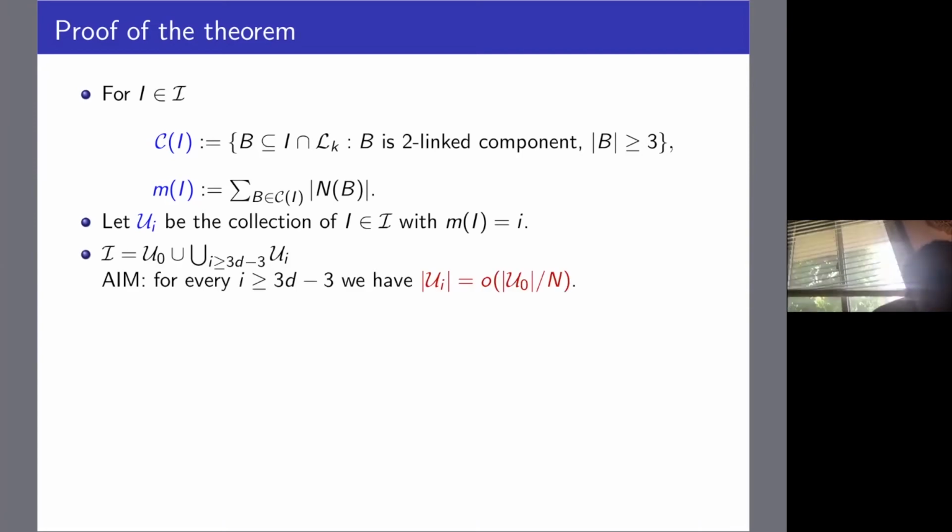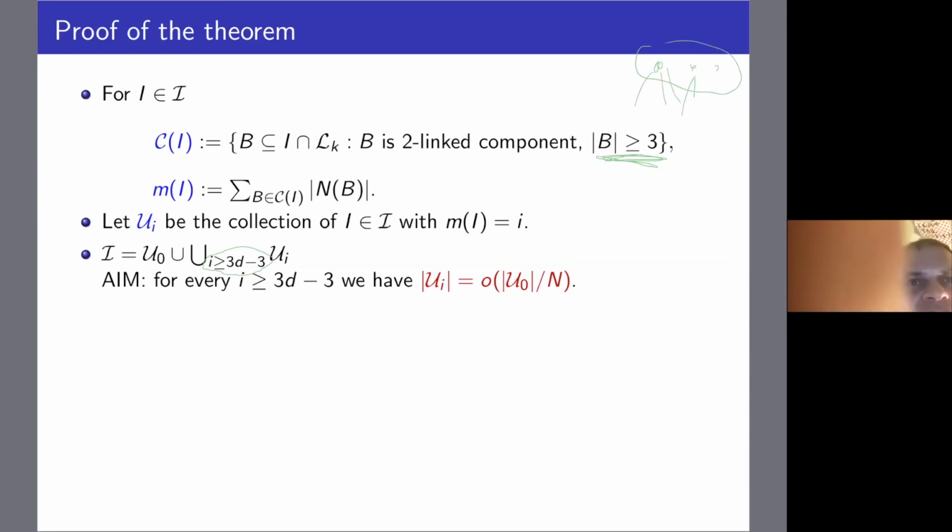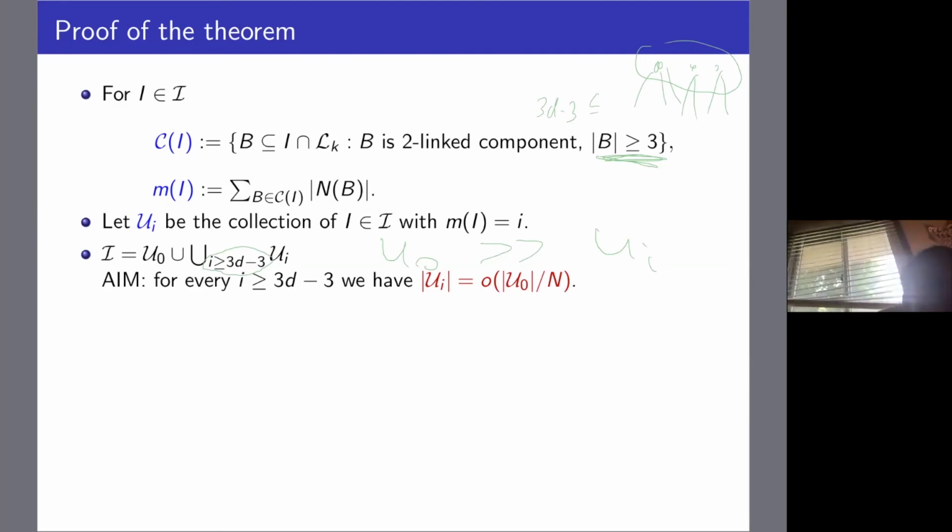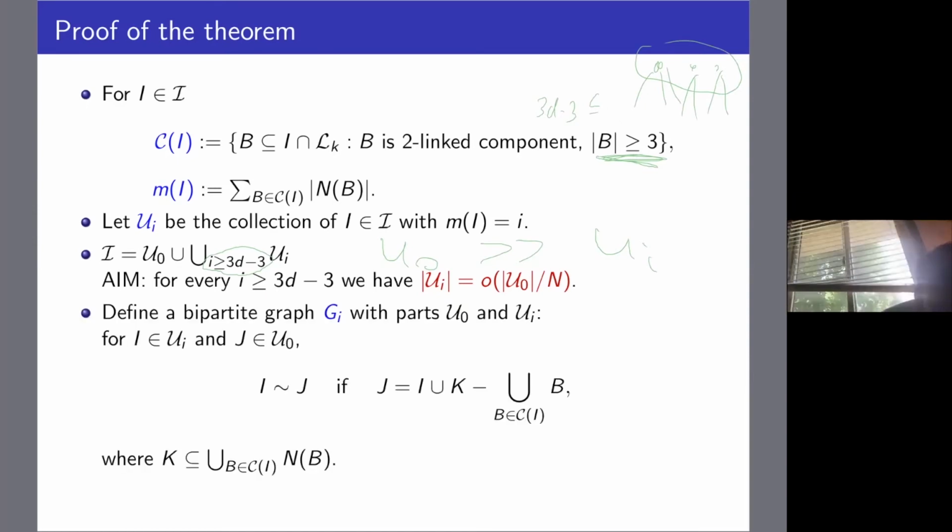So I have U0 where I don't have two-linked components of size at least 3, and I have these UIs where it's important that I is at least 3D minus 3, because the two-linked components have size at least 3, and if you have 3 vertices in a layer, then the neighborhood is at least 3D minus 3 in the hypercube. And we want to prove that U0 is much bigger than any of the sets UI. If I prove this, then I prove the theorem.